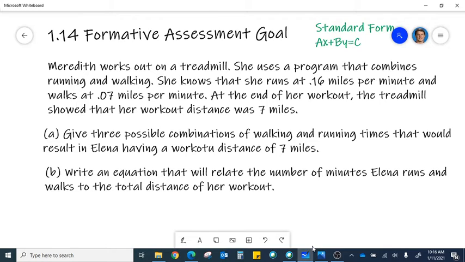All right. So what I'm going to do is walk you guys through this. This is a template for you to complete the 1.14 formative assessment goal that we have online, and it's going to be an assessment, and so it's going to go in as a quiz. Quizzes are worth 10% of your grade.